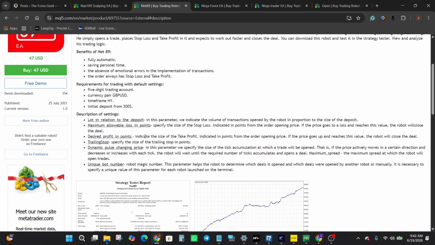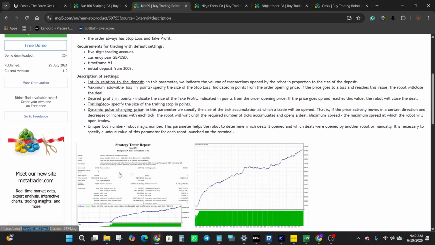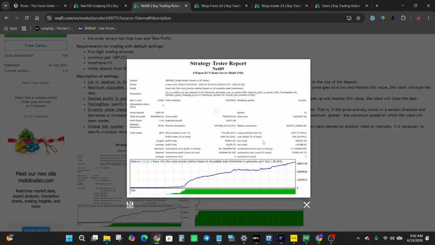There is also a unique magic number setting which helps the EA identify and manage its own trades independently from other expert advisors or manually opened positions. Now, moving over to the historical backtest results, this is where we can review the EA's historical testing performance and evaluate how it behaved under past market conditions.